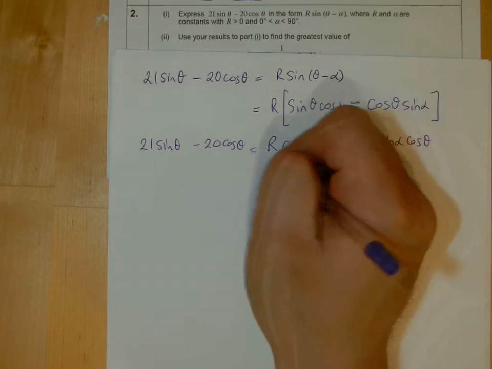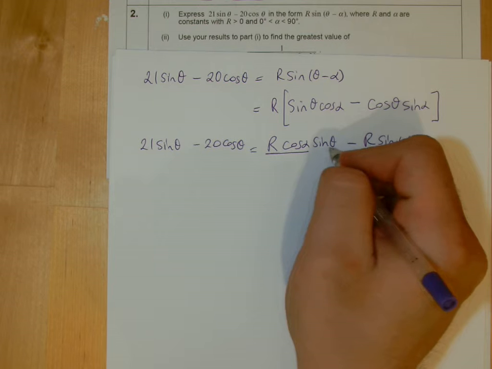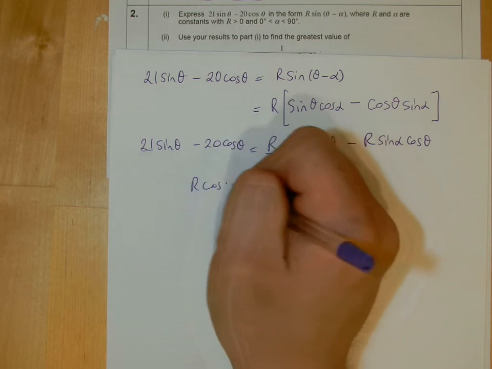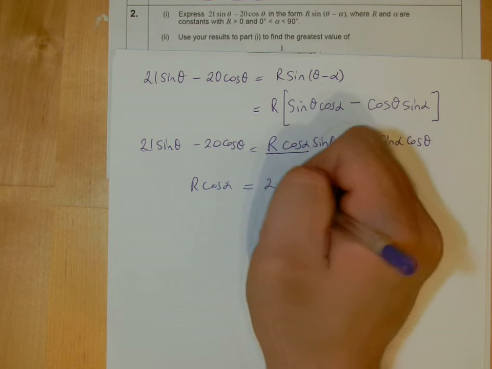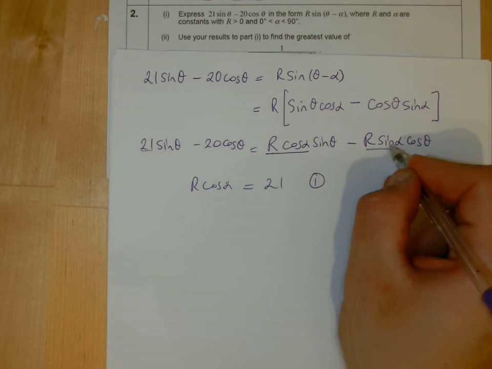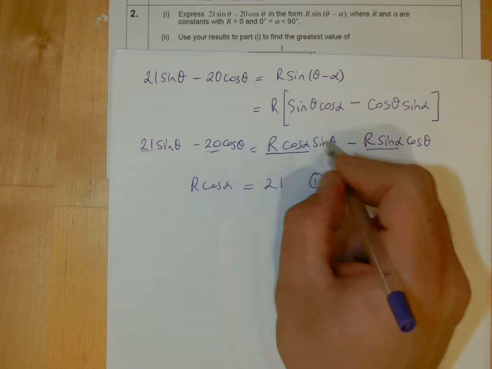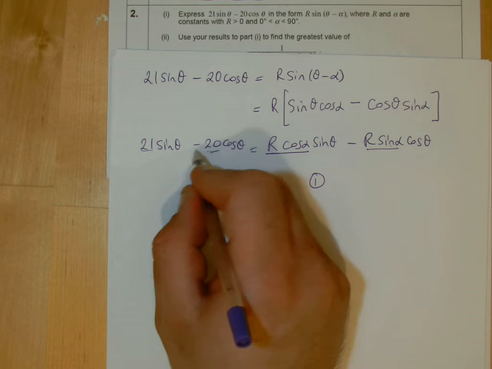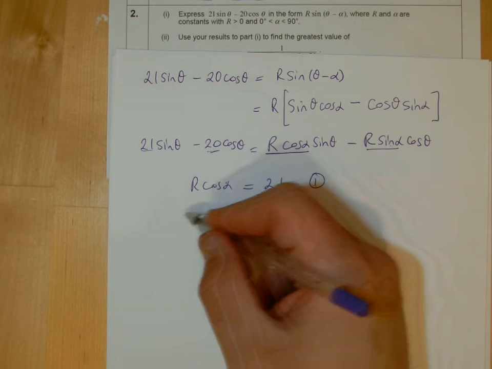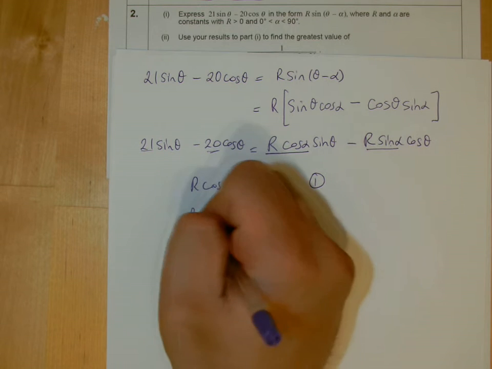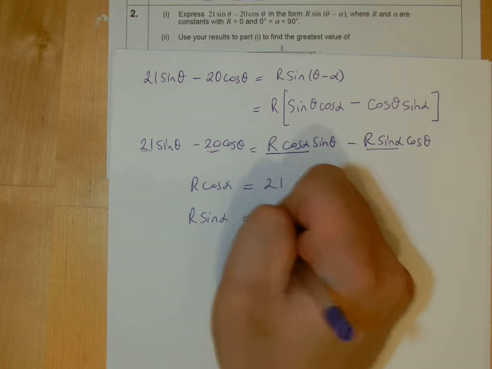And when I compare, I've got r cos alpha in front of the sine theta, and I've got 21 here. So r cos alpha is equal to 21, equation 1. And r sine alpha in front of the cos theta is equal to 20. As I said, ignore the minus signs, because if I did write minus r sine alpha, I'd say it's equal to minus 20. So you'd have minus this side, minus that side, and they cancel. So there's no need to do it. They're consistent, so we can say r sine alpha is equal to 20.